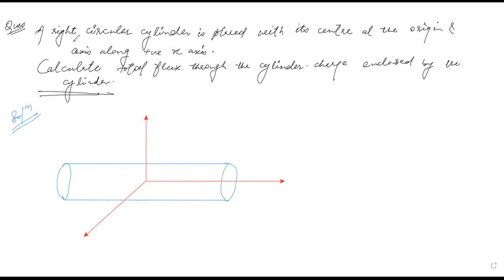Please try to understand your given question. A right circular cylinder is placed with its center at the origin. Do you understand it or not? With its center at the origin. Now this is the center of the cylinder, which is placed at the origin. If it is at origin, then we can write here 0, 0. Now suppose that the length of your cylinder is L. This is the length of the cylinder.